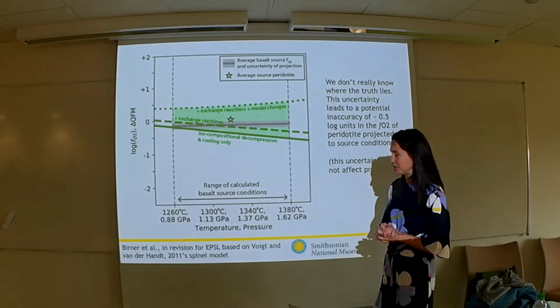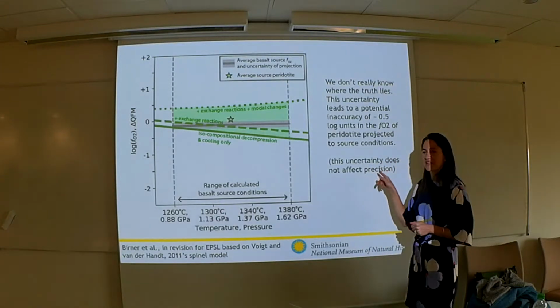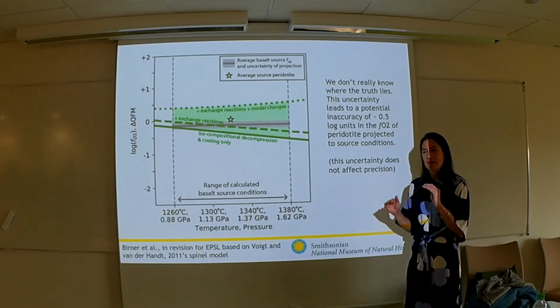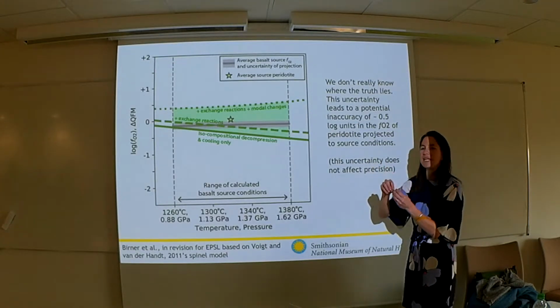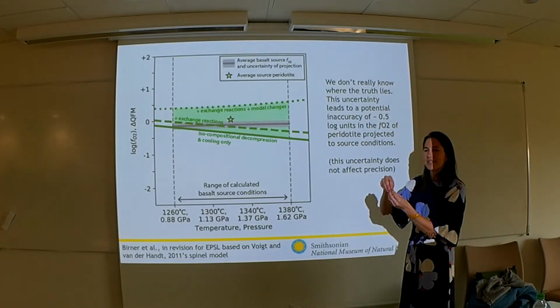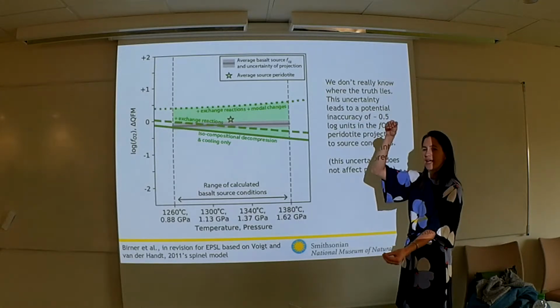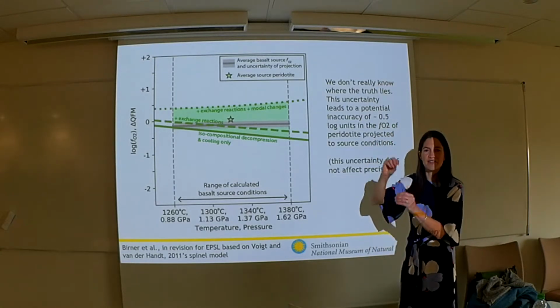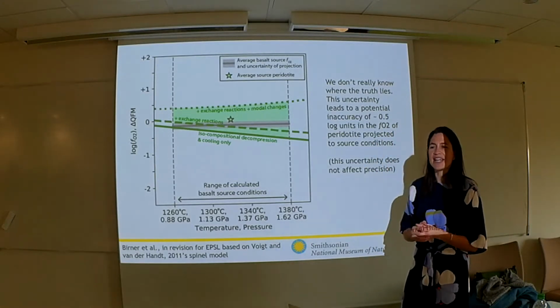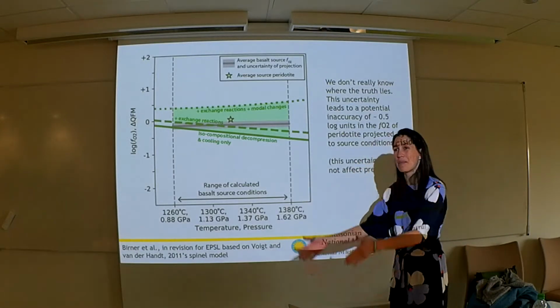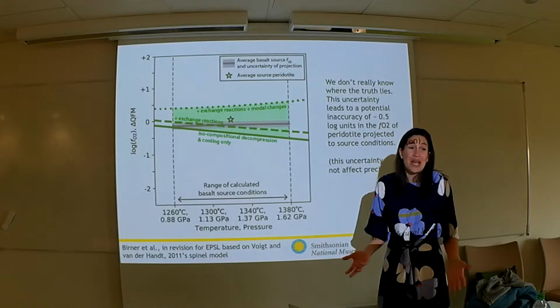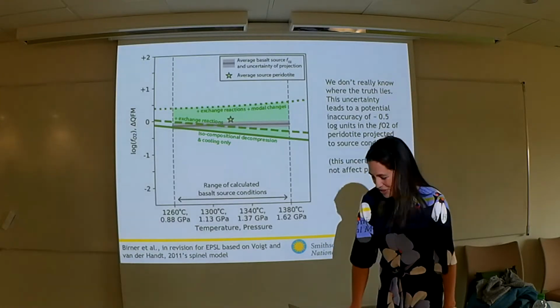We don't have good enough models. But it doesn't affect our precision. Okay? This will shift our entire data set by a half log unit one way or the other, but we don't think it will lead to changes in the relative positions of the peridotites. We think all the peridotites come up because we get them on the surface. So they all got colder and came to lower pressure.